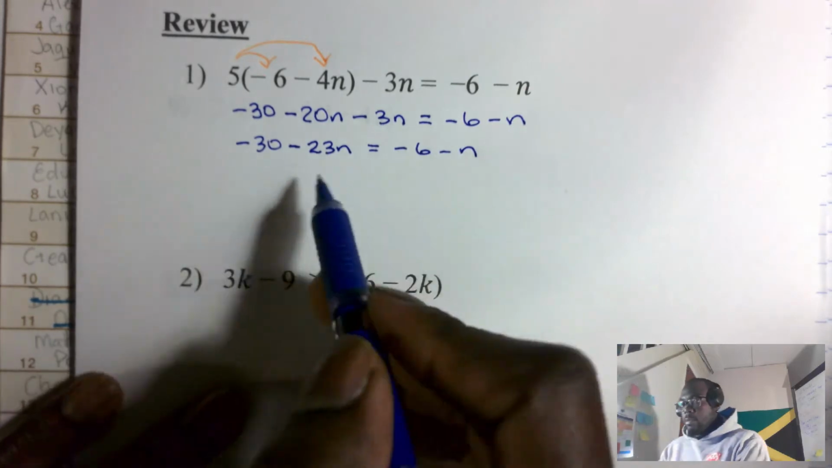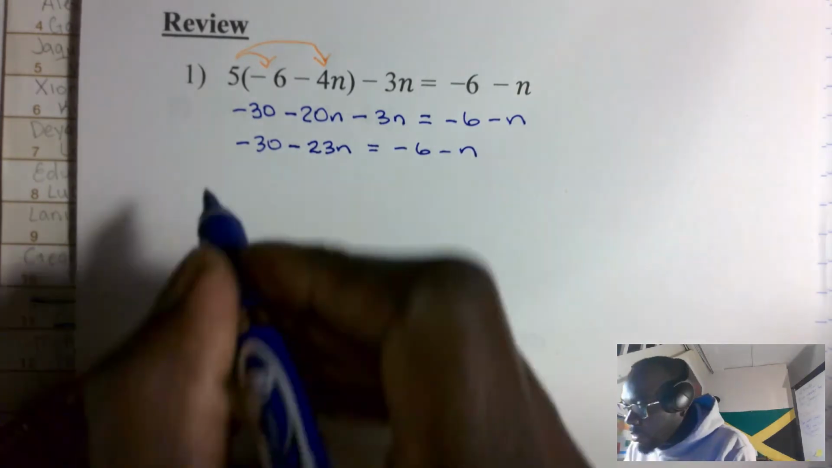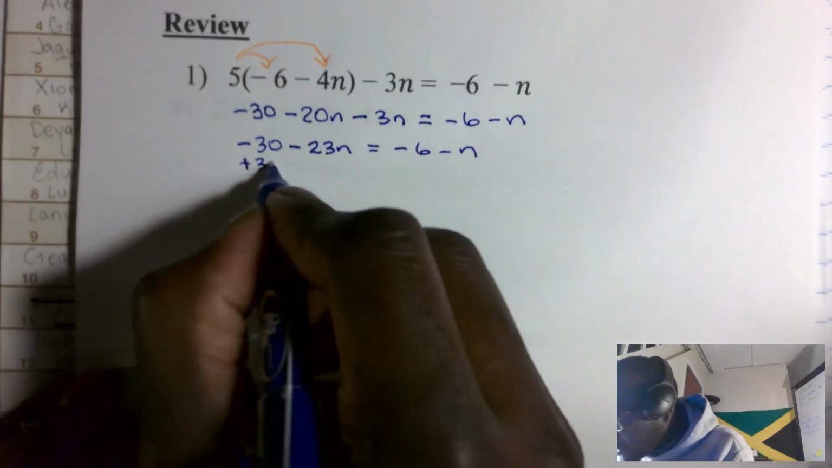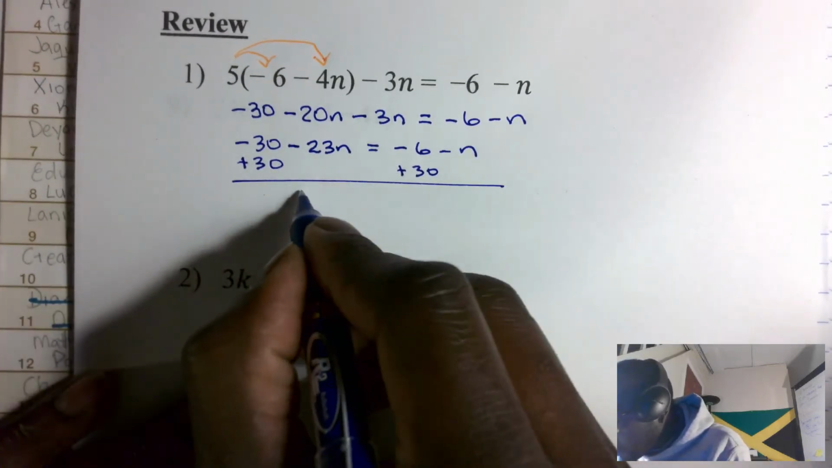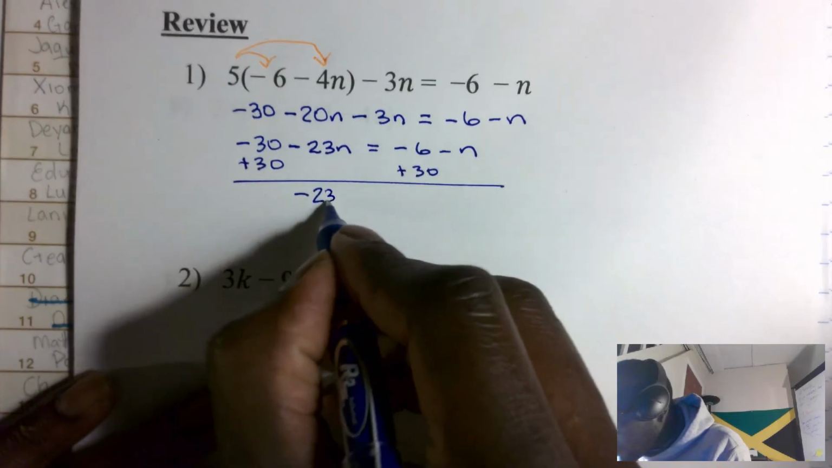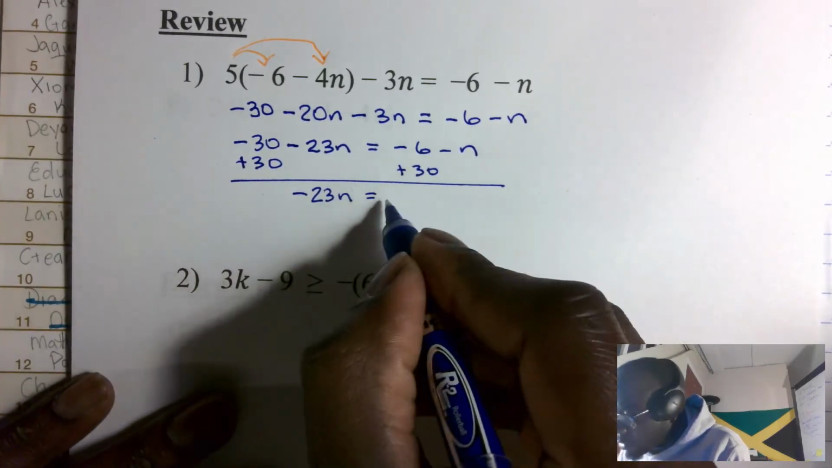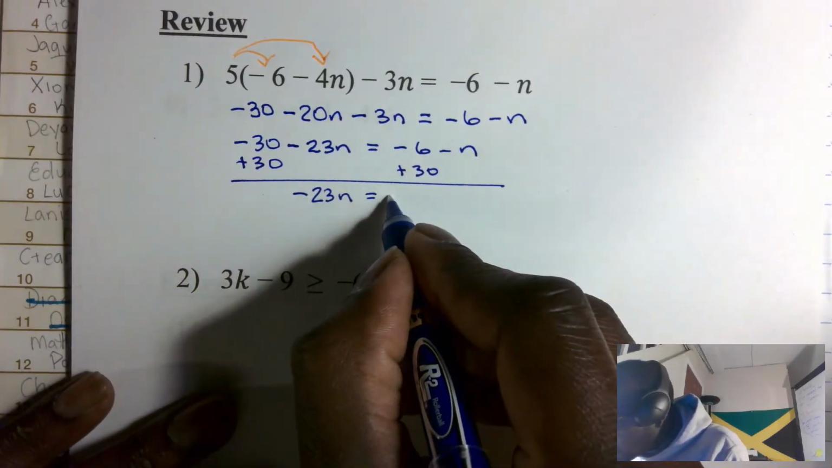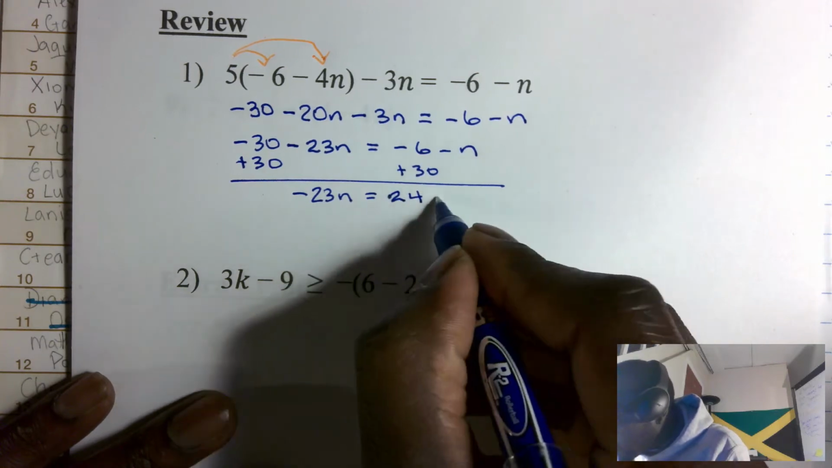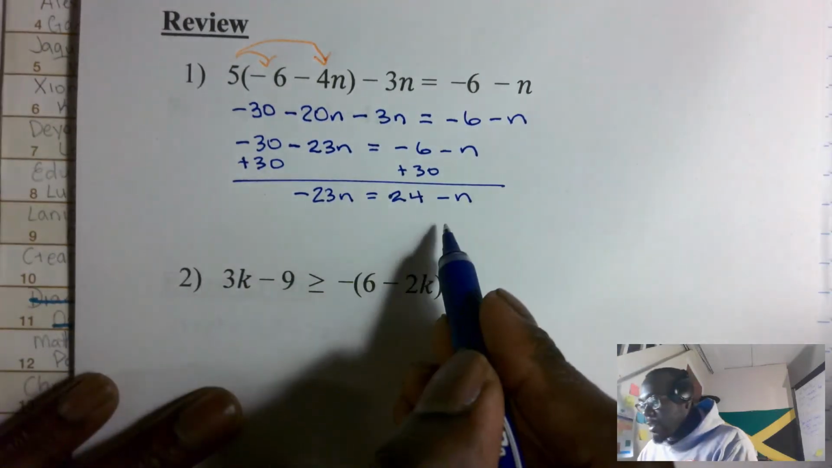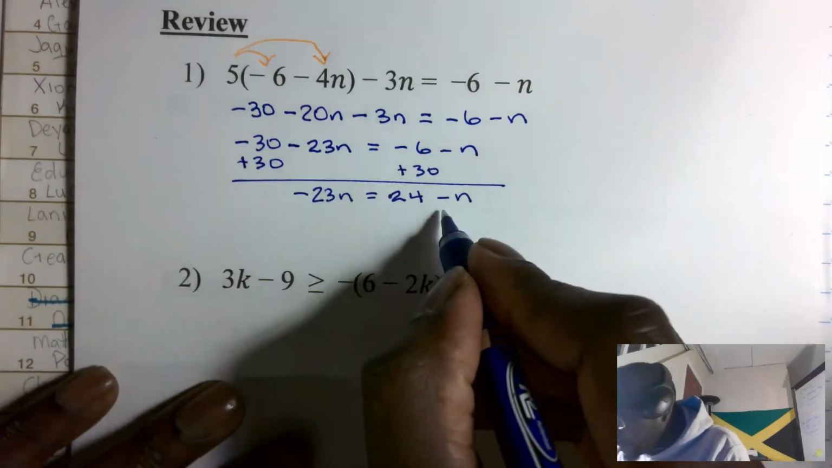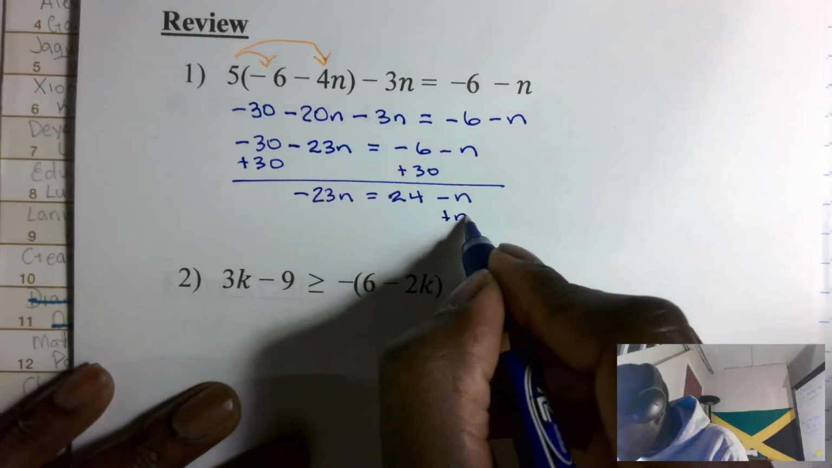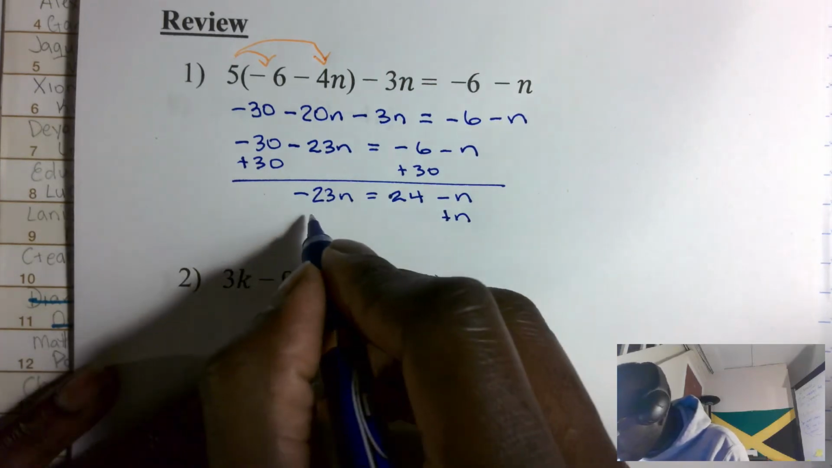So now I want to bring my variables on this side. So what I'm going to do is I'm going to plus 30 on both sides. So when I do that, this is going to give me minus 23n is equals to 24 minus n. Again, I need to get the n on this side. So I'm going to add n on both sides.